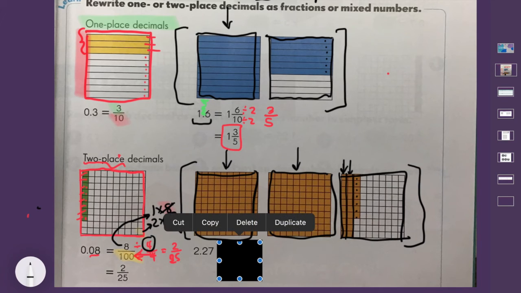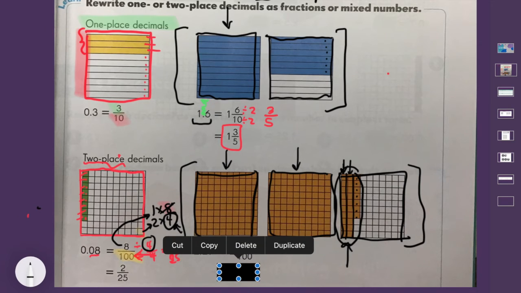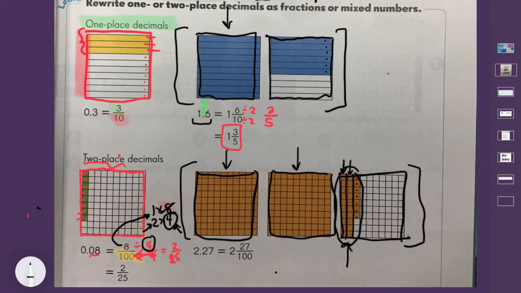Now, how would we turn 2 and 27 hundredths into a fraction or mixed number? Well, we know it's going to be a mixed number because we have the 2 wholes. And then the fractional part we have is 27 little cubes shaded in out of 100 total cubes. So the fraction would be 2 and 27 over 100. Now, is this in simplest form? It sure is. 27 doesn't share any factors with 100. So 27 hundredths is in simplest form.